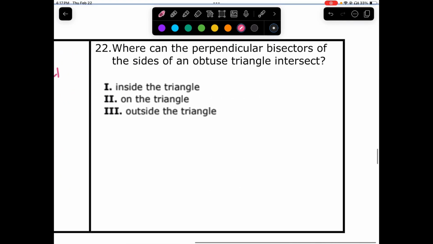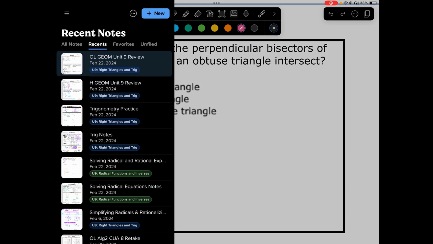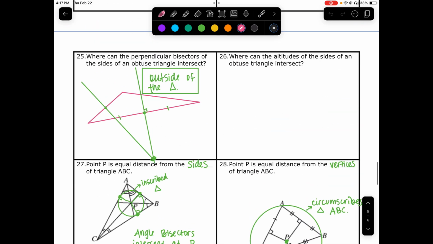Number 22. Where can the perpendicular bisectors of the sides of an obtuse triangle intersect? Okay. You know what? I'm not doing this to myself. Hold on. I've already done this once. I don't feel like drawing it again.